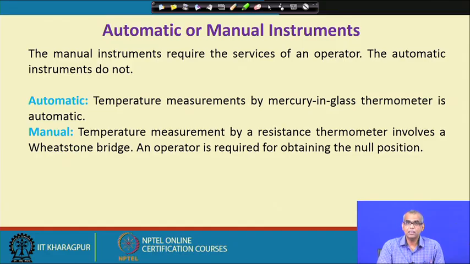we will learn later about a resistance thermometer. It works on the principle of change of resistance of a wire with change in temperature. We know the resistance of a resistance wire changes with change in temperature. So, by measuring the change in resistance, I will be able to measure the temperature.